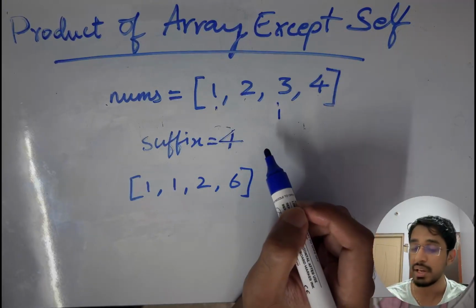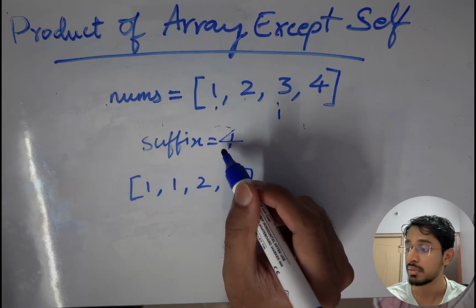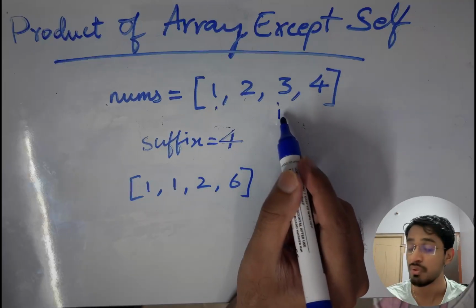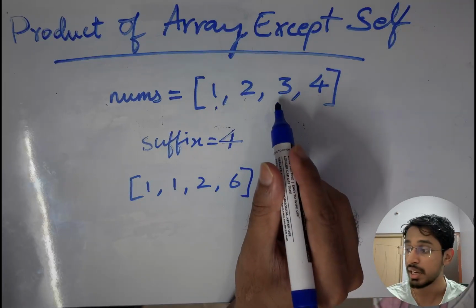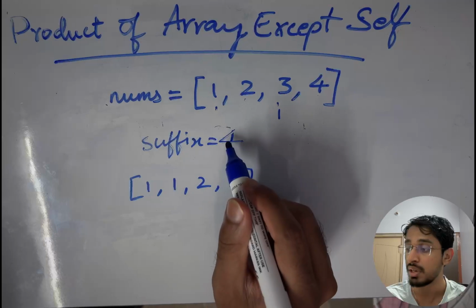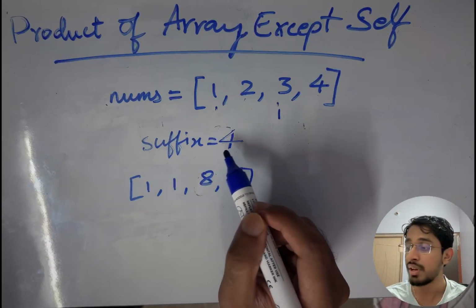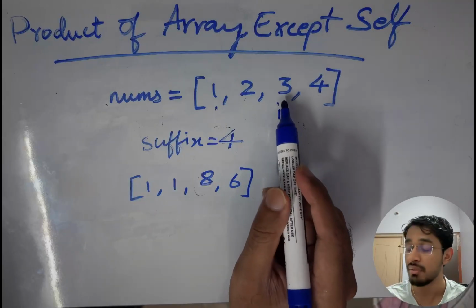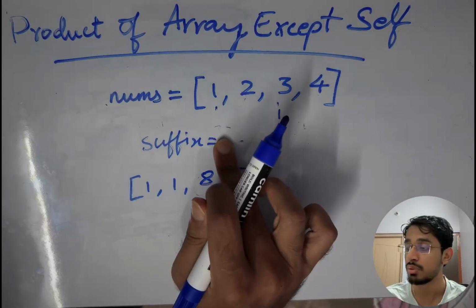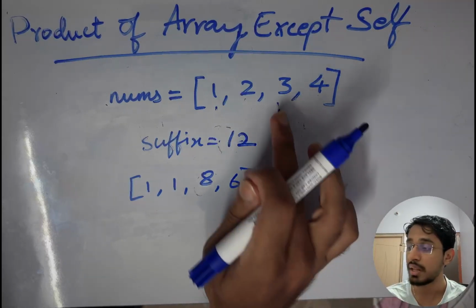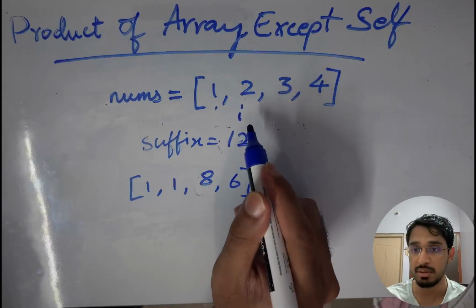Again we keep doing the same thing, multiply the suffix to the current index where I is. I is at the second index, so here we multiply 4 into 2. So this becomes 8. Now we update the value of suffix by multiplying it with the value at I, so 4 into 3 becomes 12. Then decrement I. I hope you get the idea.